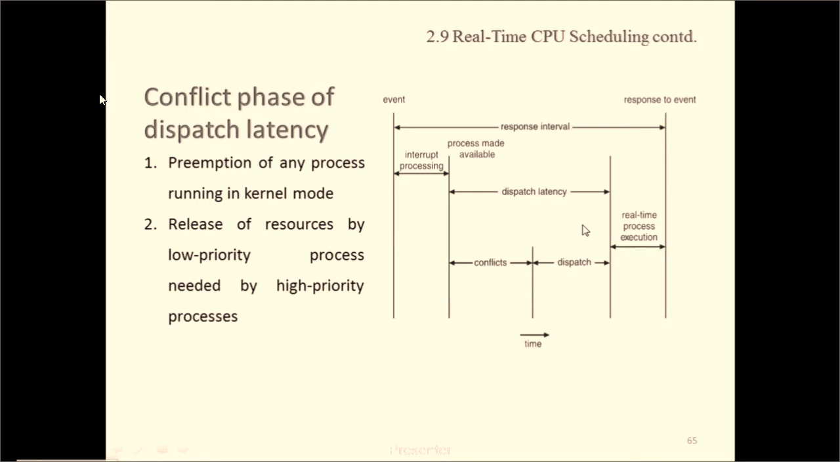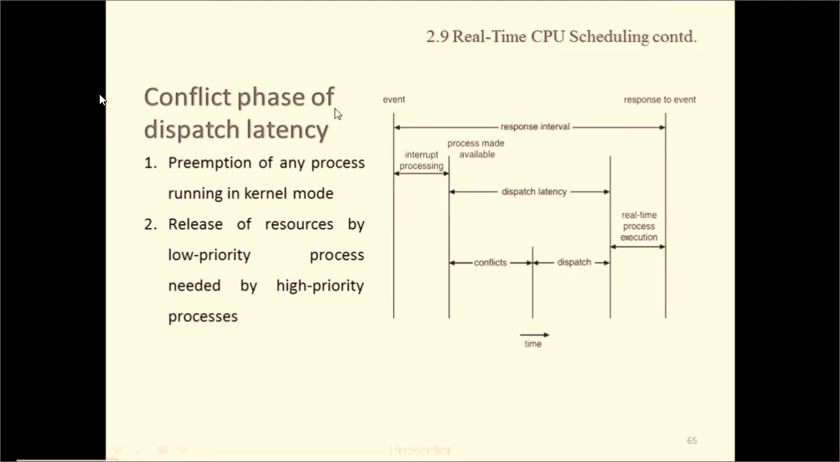And what does the system do? It obviously favors the high priority process. It takes away the allocated resource from the low priority process and assigns it to the higher priority requesting process. Now this is called the conflict phase. First, preemption of any process running in kernel mode. So any process in kernel mode is also preempted. Second, release of resources by low priority processes needed by high priority processes. Right? So that is what is called the conflict phase.